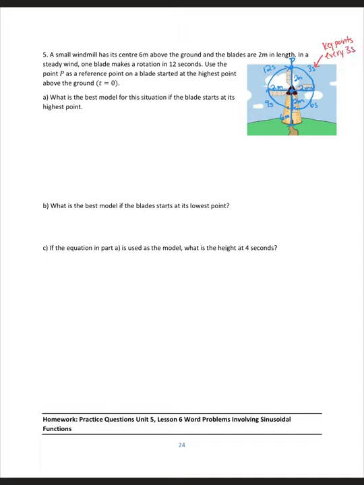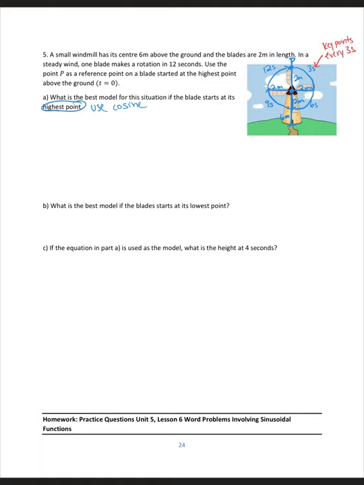All right. And its highest point. So we start at the highest point when we're representing this function at t equals 0. So we should be thinking highest point. We know which function we should be using. So it says, what is the best model for this situation if the blade starts at its highest point? So highest point, we're going to use cosine.